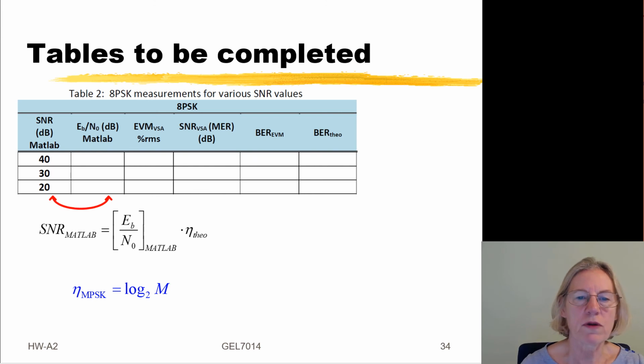You just need to know what the theoretical spectral efficiency is, because the relationship is just that the signal-to-noise ratio that we have calculated in MATLAB is equal to the ratio Eb over N0 times the spectral efficiency. And of course, here's 8PSK, and for PSK, the spectral efficiency we saw was log2 M. So if we know these numbers, it's very easy to calculate Eb over N0. And I'd like you to just fill in the column here, making this calculation to see what Eb over N0 is according to MATLAB.